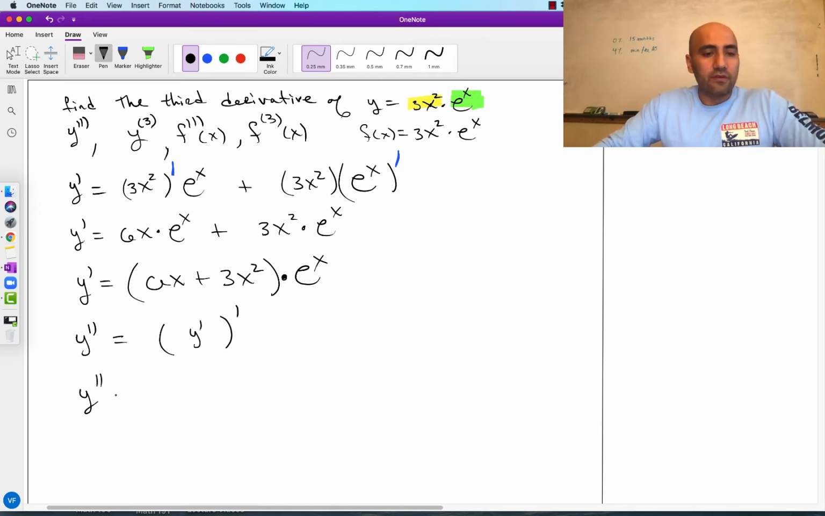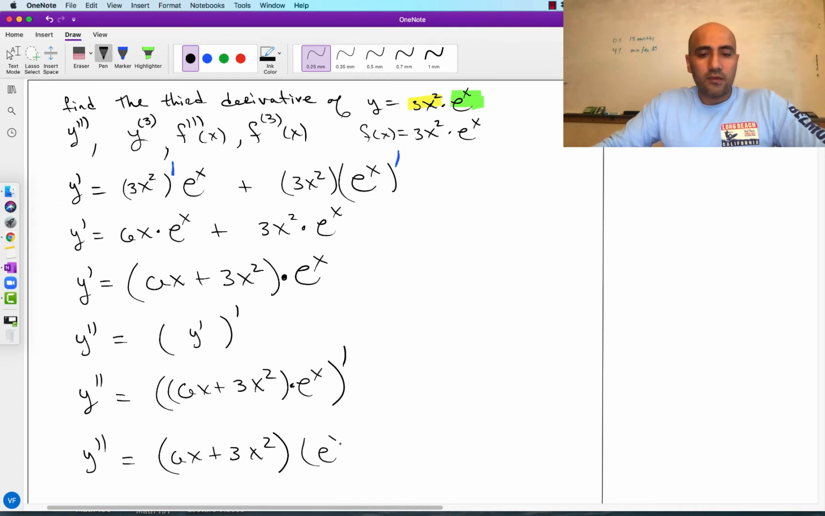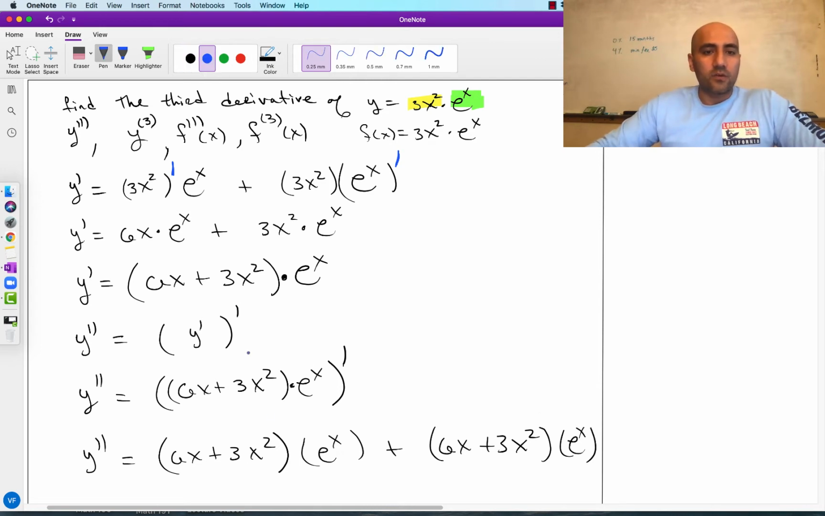So the second derivative is going to be equal to 6x plus 3x squared, parentheses, e to the x, parentheses, and we want the derivative of that whole thing. And of course, we know that's the product rule. So the second derivative is going to be equal to 6x plus 3x squared e to the x plus, and then 6x plus 3x squared times e to the x. And again, we got to take turns. So we're going to take the derivative of the first one, leave the second one alone, leave the first one alone, take the derivative of the second one.